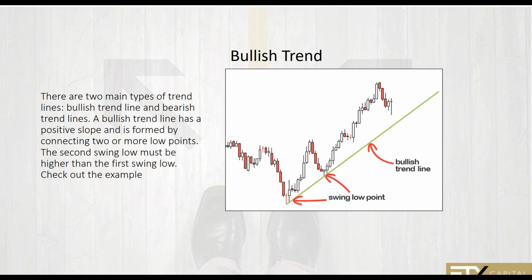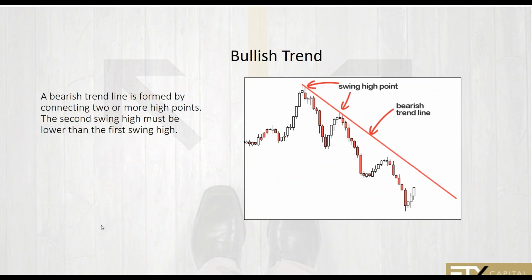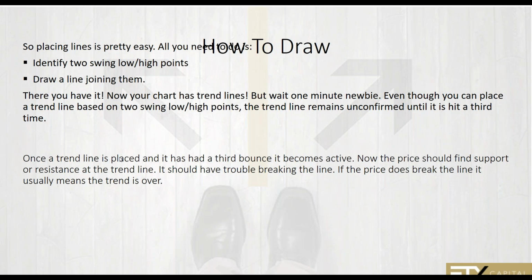line. So you draw it with 2, and you can push it out in the future, and you're going to wait for price to touch it. And it's just the opposite in a downtrend. Now, there you have it. Now your chart has a trend line on it.